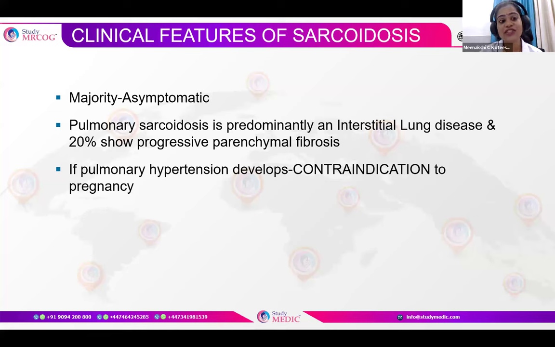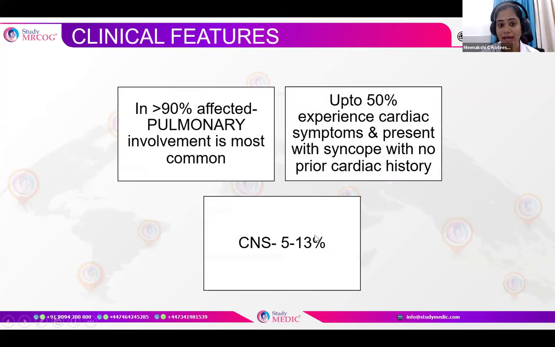Coming to the clinical features, as I just told you, the majority are asymptomatic. Pulmonary sarcoidosis is predominantly an interstitial lung disease, and 20% show progressive parenchymal fibrosis. If pulmonary hypertension develops, it's a contraindication to pregnancy. This pulmonary sarcoidosis is a disease of the lungs, not of the airways. It presents as interstitial lung disease and progresses towards pulmonary fibrosis, seen in nearly 20%. In case the woman develops pulmonary hypertension, we advise her to not get pregnant anytime soon.